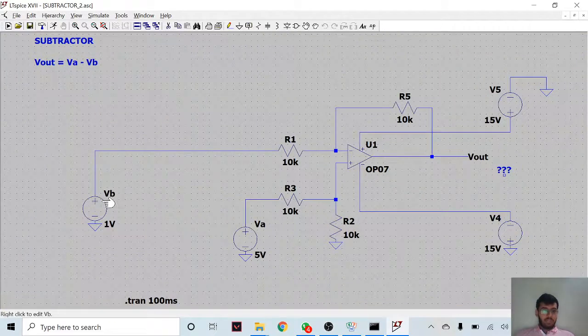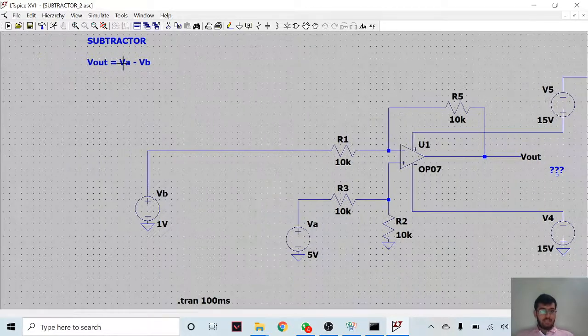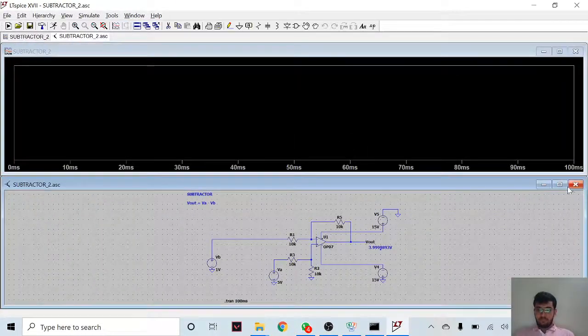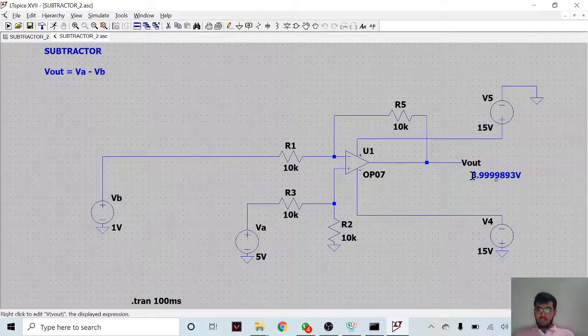Now the second subtractor circuit, the only changes we are making is we are changing the input voltages. In this case it will be positive 4 volts since the equation is Va minus Vb. Let's simulate it. Here we are getting minus 3.99 volts, which is almost equivalent to minus 4 volts.